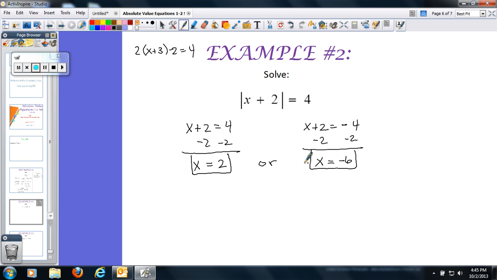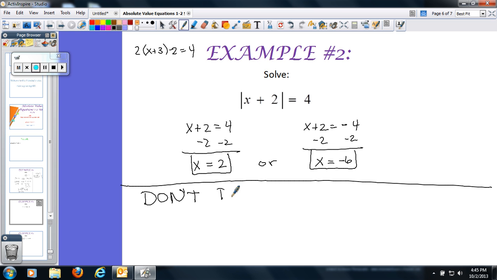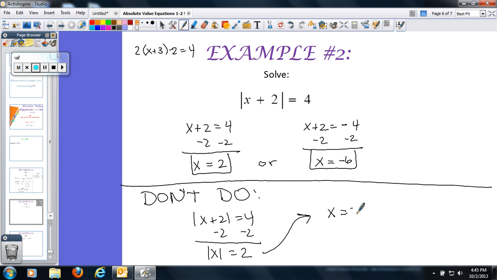Now, I'm going to show you a common misconception, so this is what you don't do. You have the absolute value of x plus 2 equals 4. Subtract 2. You get the absolute value of x equals 2, which means that x equals 2 or x equals negative 2. This is incorrect.